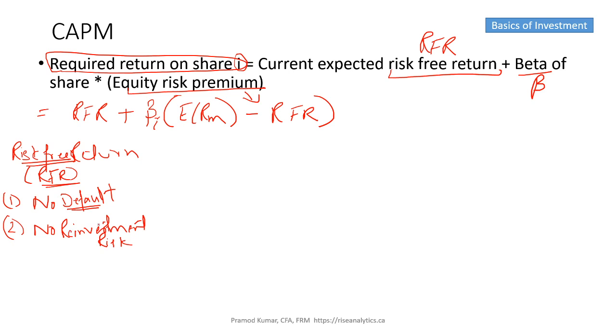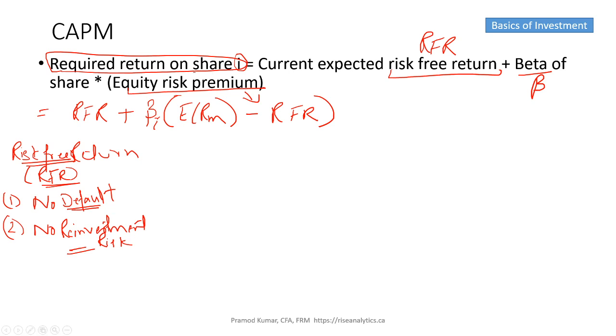So let's say you have an investment horizon of 1 year, you invest for 6 months, and then you get some return, some money back in terms of interest, and you put that interest money back into that instrument. That investment is also called risk free, no reinvestment risk. Okay, that's pretty much it.